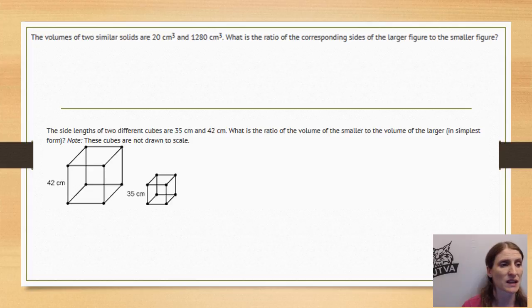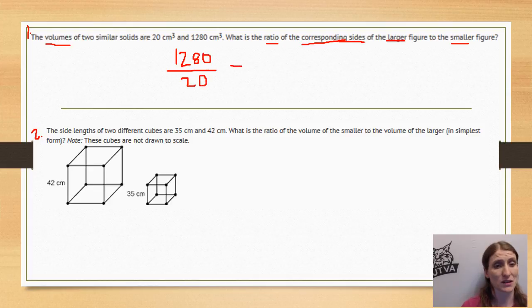So when I look at these problems, once again, I have 2 problems here. And this is the last slide, by the way, so stick with me for just a few more minutes. Number 1 up here, the volumes of 2 similar solids are 20 centimeters cubed and 1,280 centimeters cubed. Okay, so first thing to note, we're given the volumes. We're trying to find the ratio of the corresponding sides, large to small. Okay, so even though they start with the small one on this side, we need to start with the large one. When I say ratio, I automatically think of fractions. Okay, so I'm going to do 1280 over 20 and write it as a fraction.